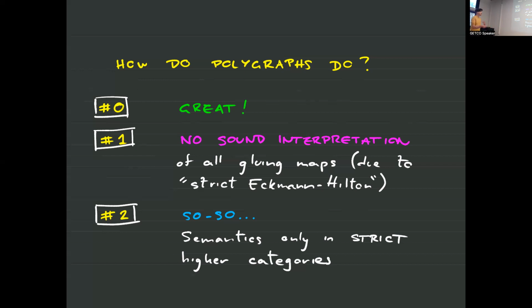And in terms of categorical semantics, you do have quite a rich universe of semantics. The polygraphs live in the same context as strict higher categories, but it is limited to strict higher categories, which do not cover everything, and especially when you look at strict higher groupoids, they do not model all possible spaces or all possible homotopy types. So we have quite a rich context, but not all the context that we want.